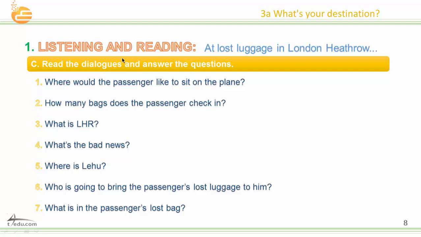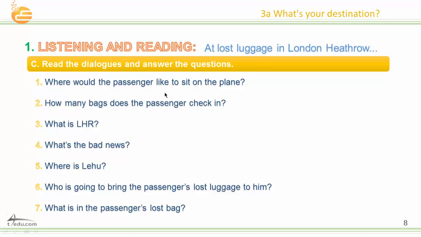Okay, now read the dialogue and answer the questions. Question number 1. Where would the passenger like to sit on the plane? Number 2. How many bags does the passenger check in? Number 3. What is LHR? Number 4. What's the bad news? Number 5. Where is Lahu? Number 6. Who is going to bring the passenger's lost luggage to him? Number 7. What is in the passenger's lost bag?